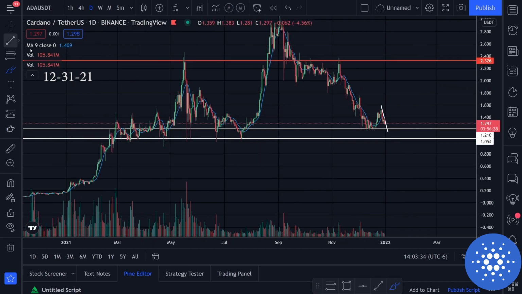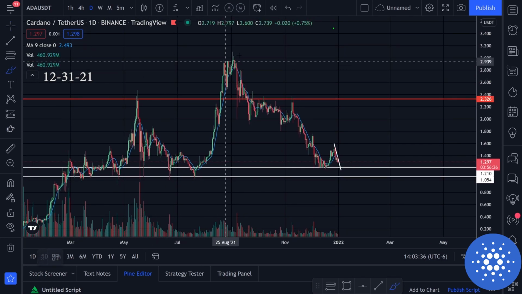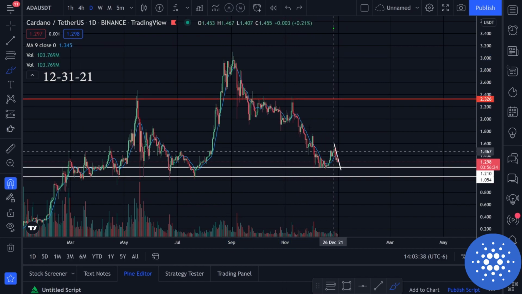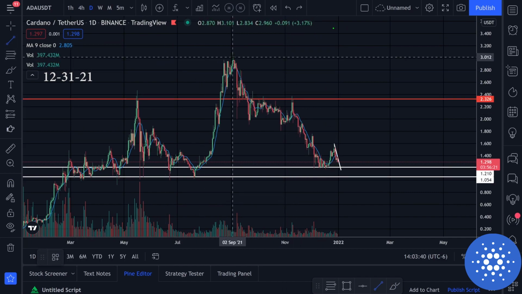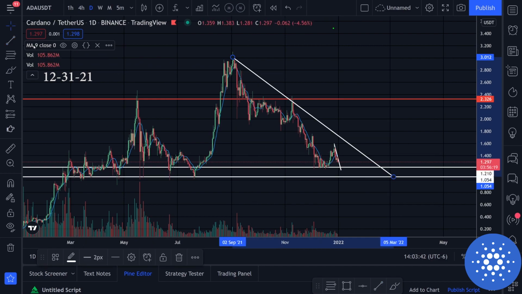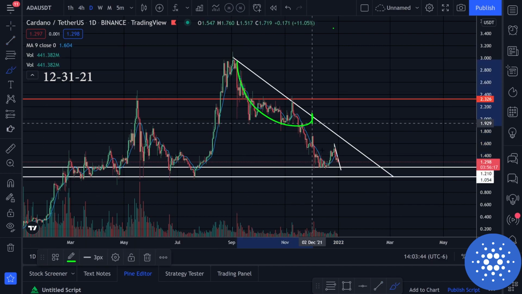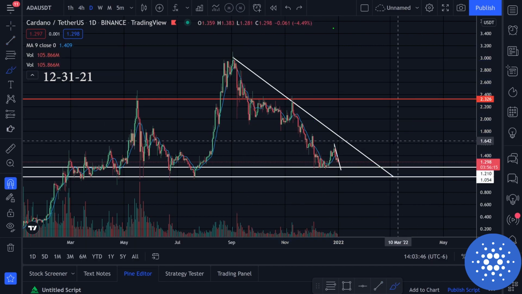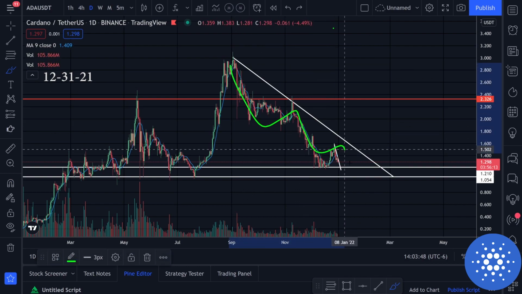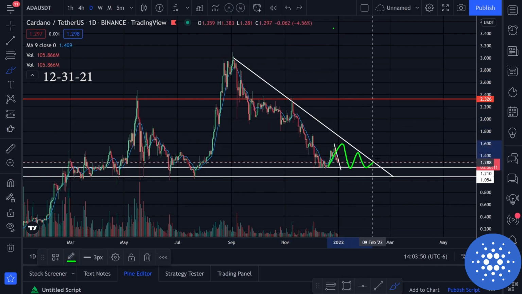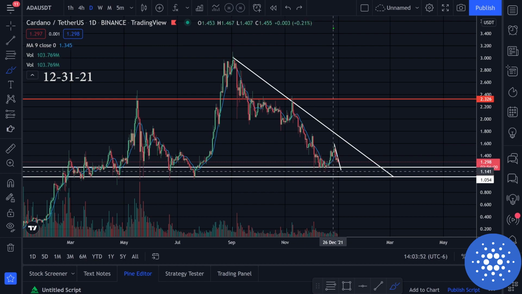But the other thing I guess we could look at is we have resistance right here, and let's do another downtrend, something like this. So on the bigger time frame, until we break this downtrend going to the upside, I'm going to assume that we're probably going to have problems and maybe be getting volatility, something like that. I don't know, we'll wait and see.